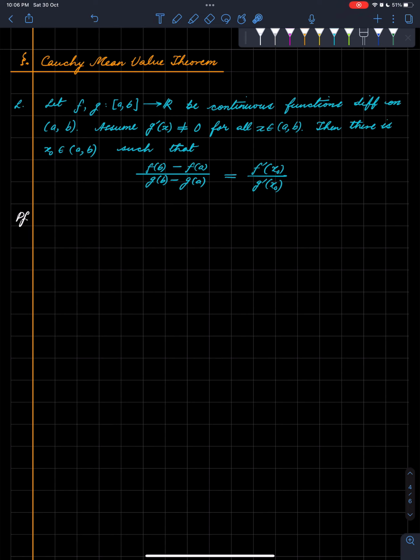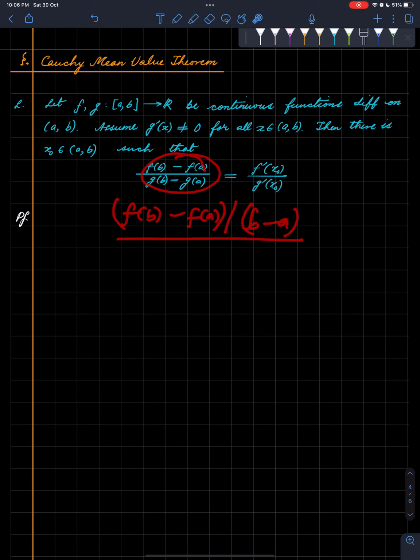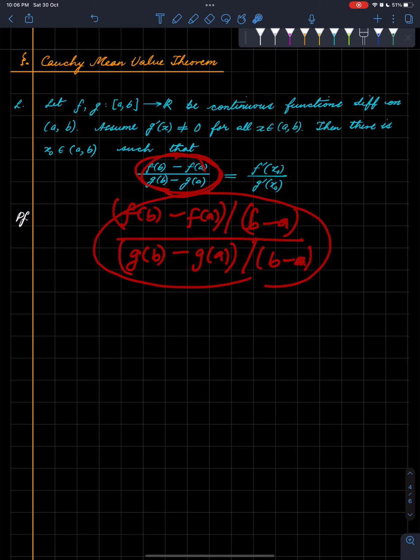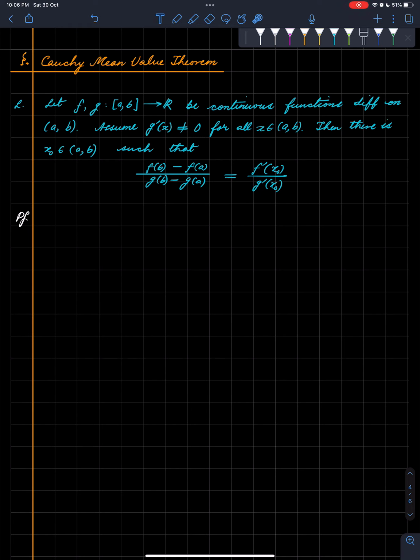And one can interpret this as follows. Instead of writing this expression, you can write f b minus f a divided by b minus a, and the denominator is g b minus g a divided by b minus a. So this is exactly the same as that. You can think of it as a ratio of the average slopes of f and g as you go from a to b. And this is the ratio of the local slopes at the point x0. So this says that there is some point x0 in this domain where the ratio of the local slopes equals the ratio of the average slopes.